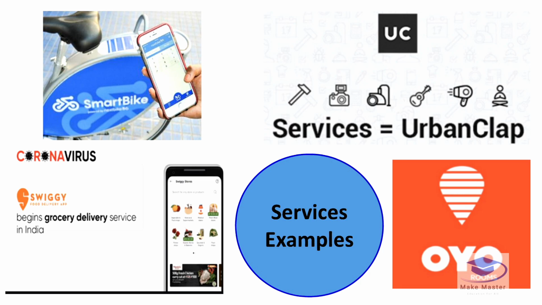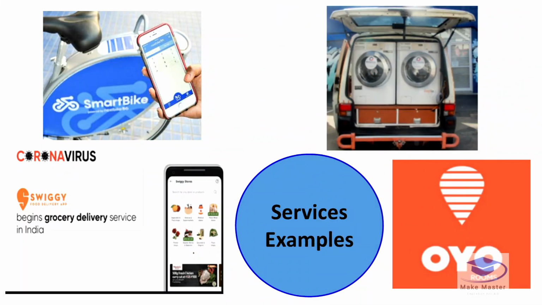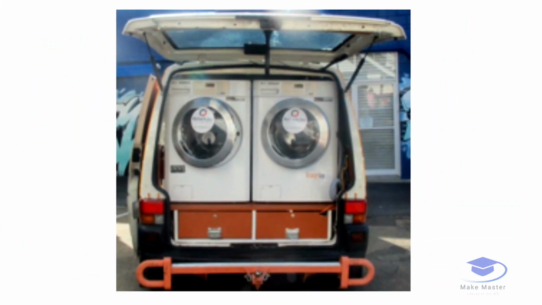The last one is laundry self services. You can see that in India now laundry self services are getting popular. These kinds of services are available abroad, and now the new thing is laundry on wheels. The laundry vehicle comes to your apartment, so you can take your clothes, put them in the machine, pay, and instantly get your clothes washed.